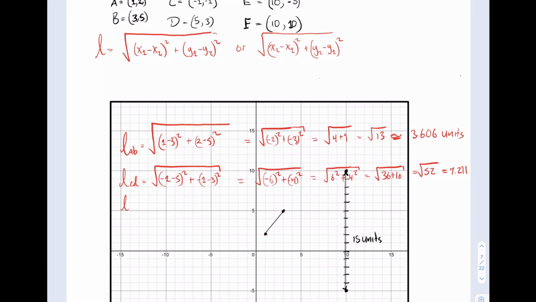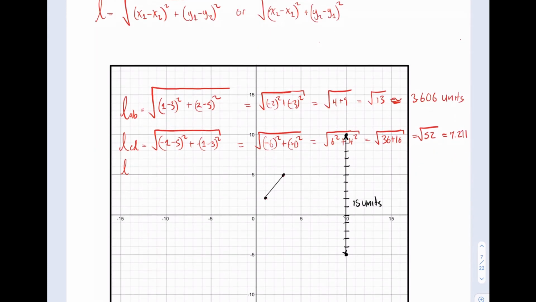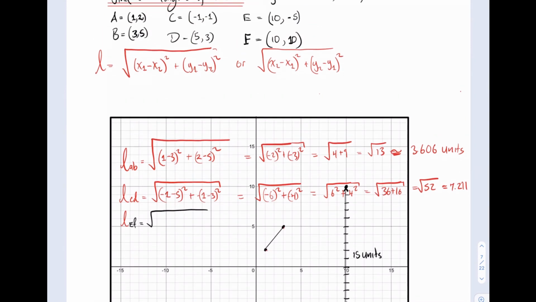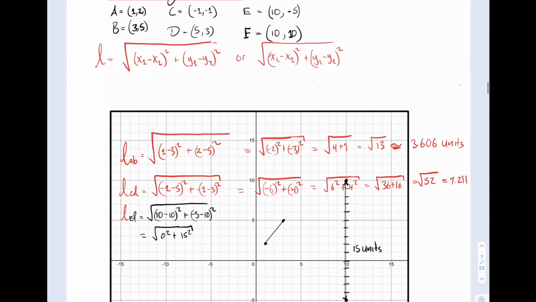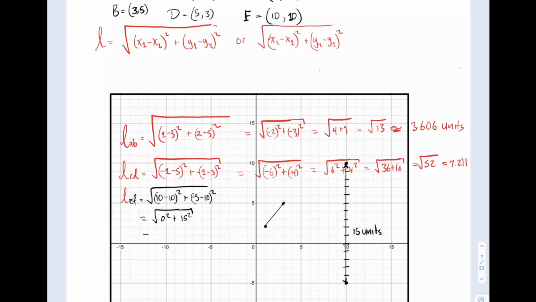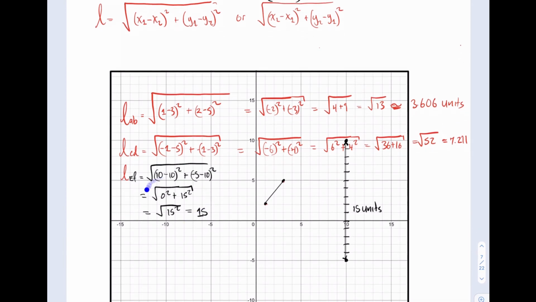Now, what will the formula give us? Let's see. The line segment EF should be the square root of 10 minus 10 squared plus negative 5 minus 10 all squared, which is equal to the square root of 0 squared plus 15 squared, because when we square that negative 15, we end up with a positive 15 squared. That is the square root of 15 squared, which is equal to 15. So here we see that the formula gives us 15.